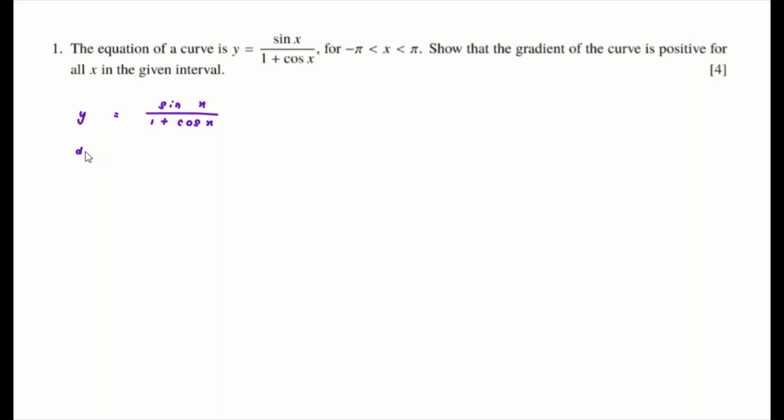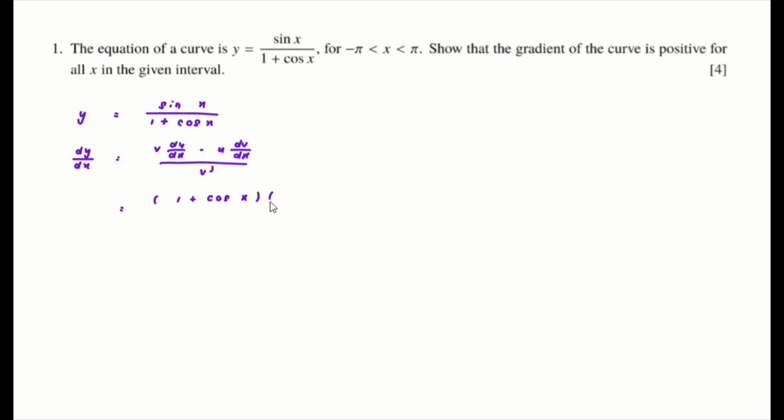So dy/dx, in this case we need to use the quotient rule, which means v du/dx minus u dv/dx, all over v squared. If you are familiar with this, then you do not really need to copy the formula again, but it is just for me to explain here. So u over v, and v is 1 plus cos x.